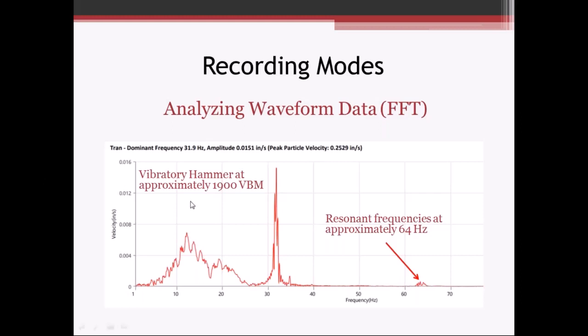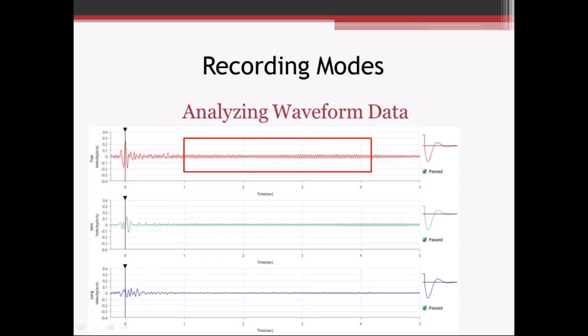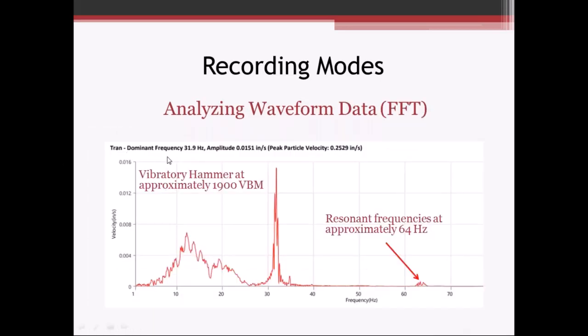Here we can see what the dominant frequency was in the previous waveform event. That dominant frequency is about 32 hertz. Well, we take 32 hertz, cycles per second, multiply that by 60, and we get just over 1900 vibrations per minute. So it makes sense. We know what's causing this vibration. We know it's this vibratory hammer.